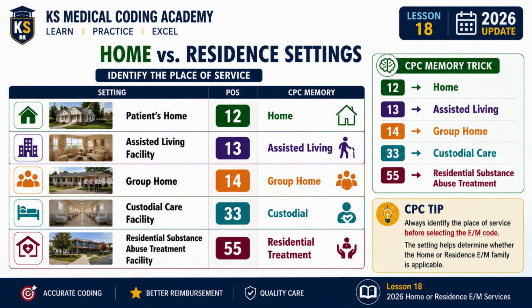Now let's identify the place of service, because this is an important CPC step. POS 12 is the patient's home. POS 13 is an assisted living facility, and POS 14 is a group home. POS 33 represents a custodial care facility, while POS 55 represents a residential substance abuse treatment facility. For the CPC exam, remember: 12 home, 13 assisted living, 14 group home, 33 custodial care, and 55 residential treatment. Always identify the place of service first before selecting the appropriate E/M code.